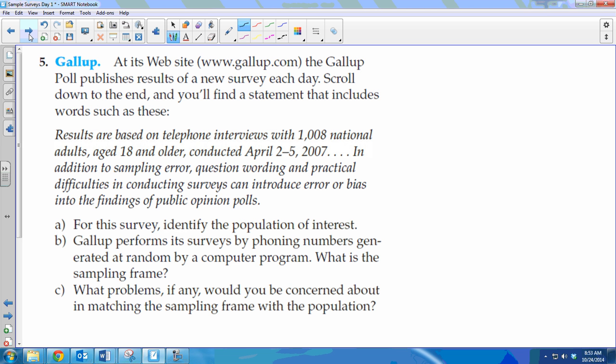In addition to sampling error, which we can talk about in a second, question wording and practical difficulties in conducting surveys can introduce error or bias into the findings of public opinion polls. Sampling error sounds bad. The other name for sampling error is sampling variability. It's just that every sample that you draw from your population is not going to be the same, right? All right. So for this survey, identify the population of interest. So from this paragraph, what was the population that we were interested in, the whole big shebang, population of interest? All U.S. adults, right, aged 18 and older.